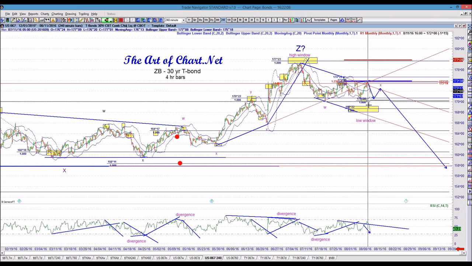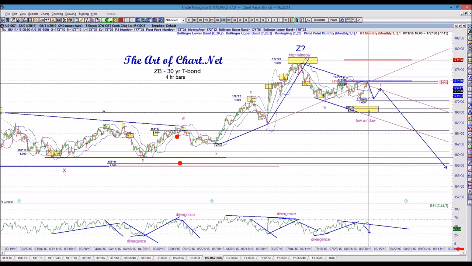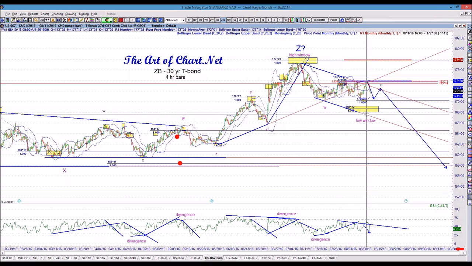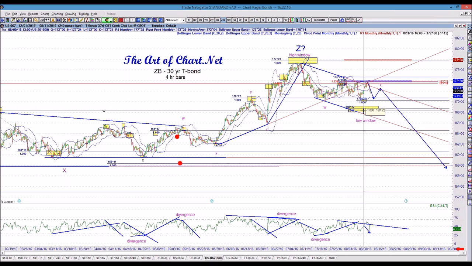Hurst cycles, there's a high window and there's a low window. Now, does the low window guarantee that it will be a lower low? And the answer is no. It is not guaranteed to be a lower low.